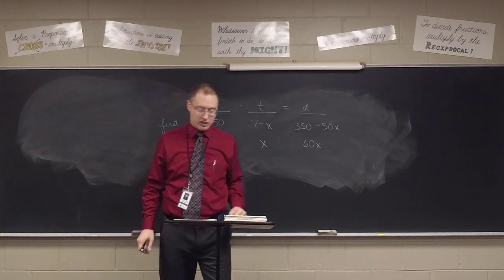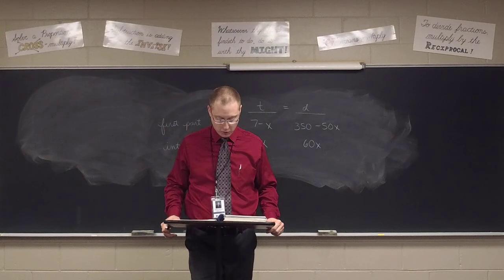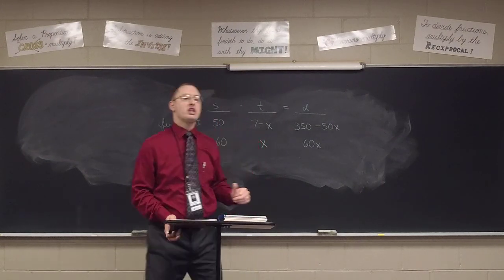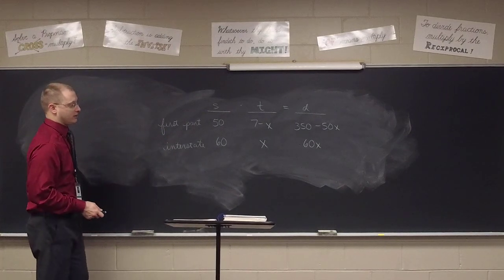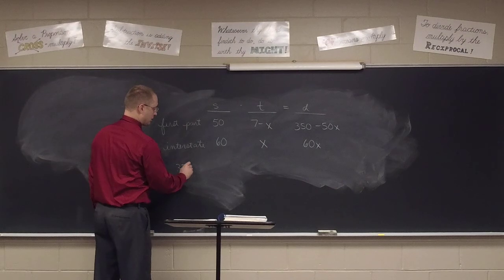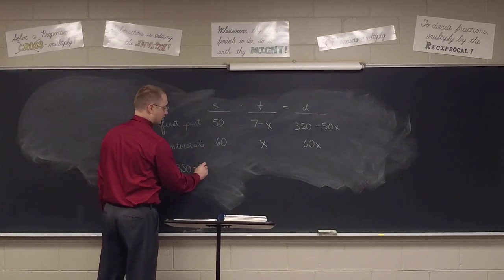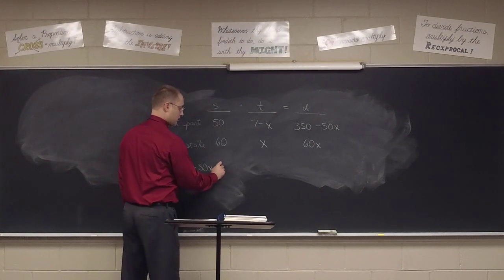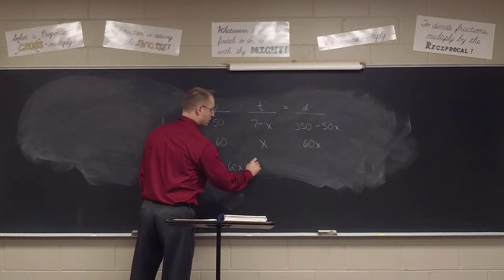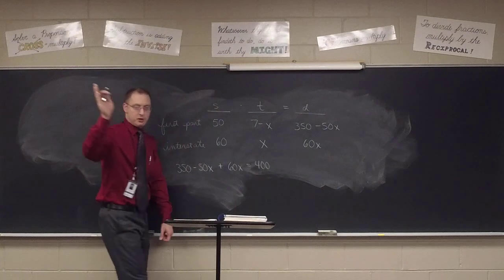Well, that's our last number we haven't used yet. What was the total distance of the whole trip, class? So what do you suppose the equation's going to be here, Gavin? 50 times 7 minus x, plus 60x equals 400. There we go. How many think of the same thing as Gavin?